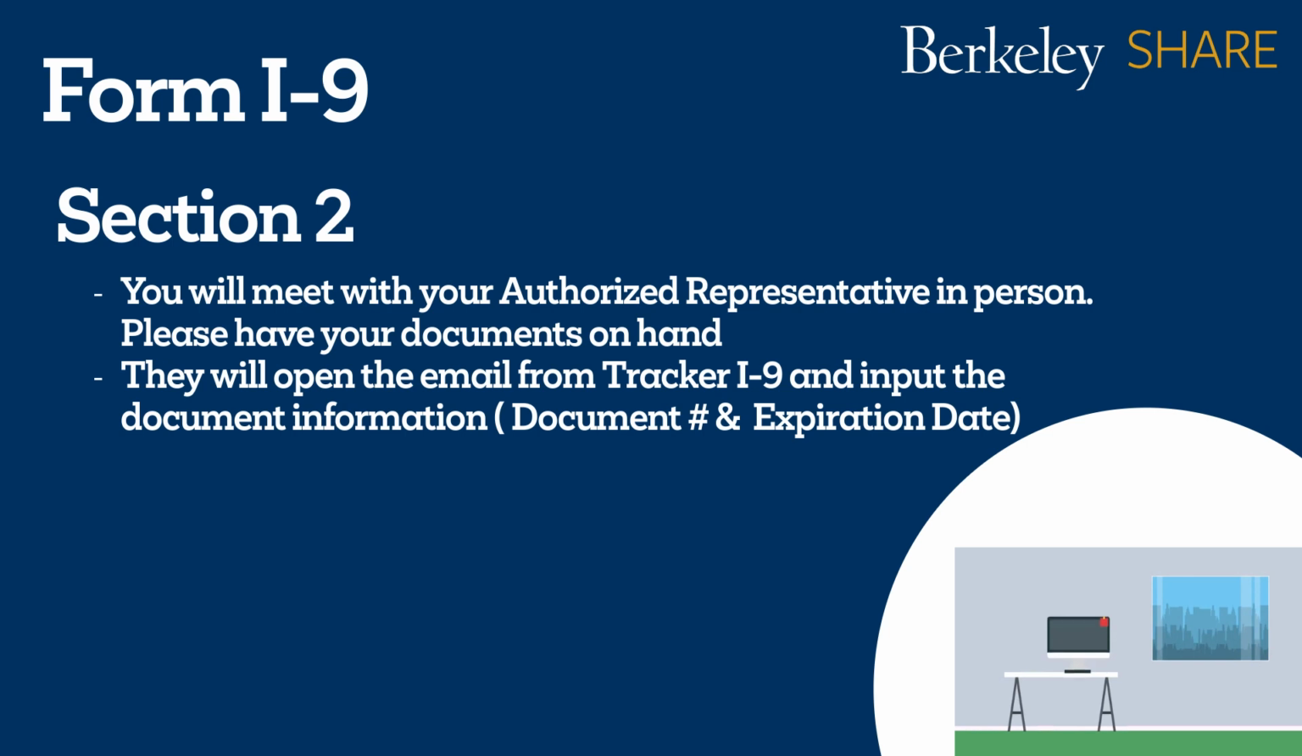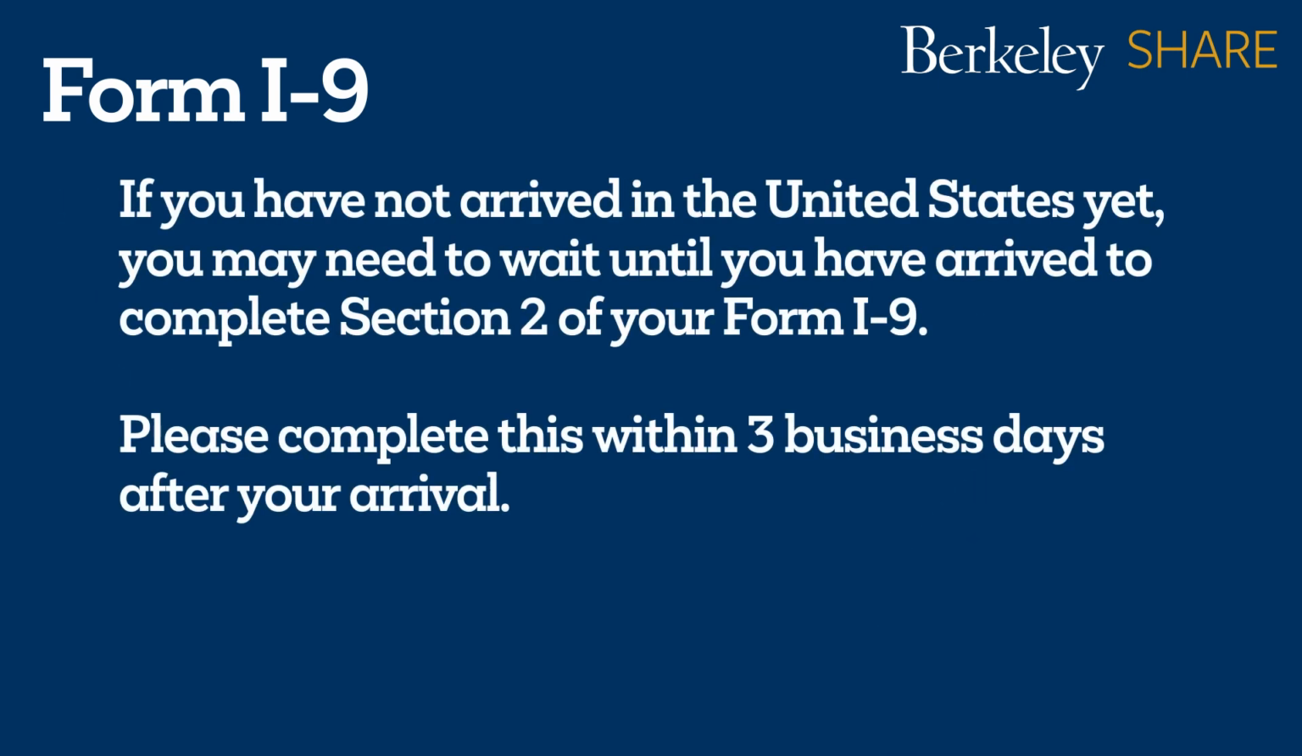To complete Section 2, you'll meet with your authorized representative in person. Your authorized representative will look at your work authorization documents and input the document information, such as your document number and expiration dates, into the system. If you have not arrived in the United States, you may need to wait until you arrive to complete Section 2 of your Form I-9. Please complete this within 3 business days after your arrival.